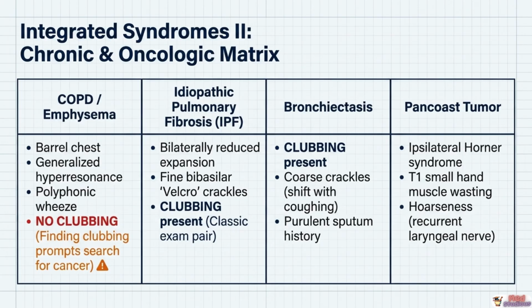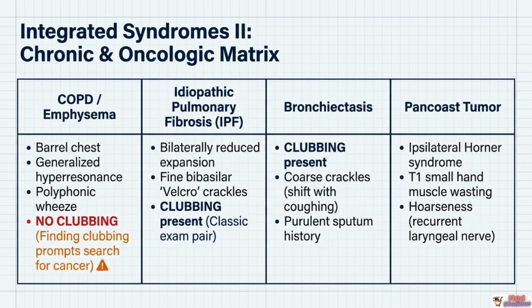vignettes describing this condition. Bronchiectasis presents with clubbing, coarse crackles that characteristically shift in location after coughing as mobile secretions move within the dilated airways, and a history of significant purulent sputum production. Pancoast tumor presents with ipsilateral Horner syndrome, T1 distribution small hand muscle wasting, and hoarseness resulting from recurrent laryngeal nerve involvement. A single tumor producing 3 distinct, anatomically explainable findings across 3 different body regions.